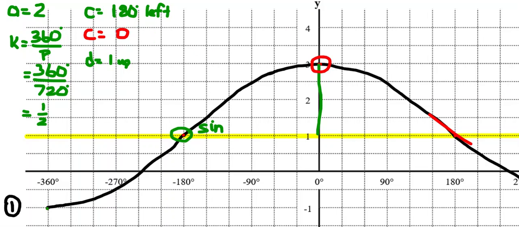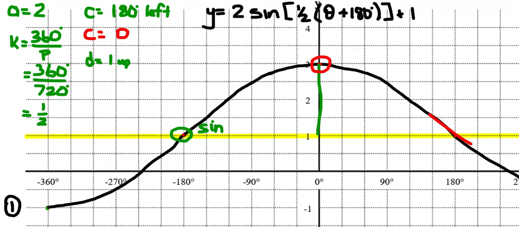Alright, so let's write these equations out. There is your sine equation. You've got your amplitude, you've got the sine, that's so important to put that in there. You've got your k value, your c value, and your d value.